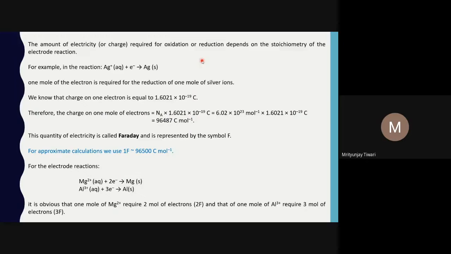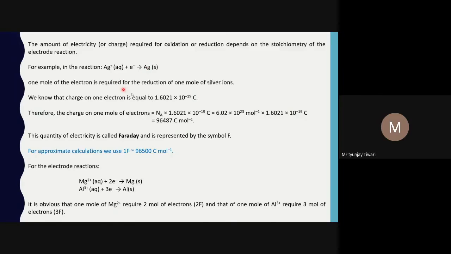For example, in the reaction, what does it mean? The amount of electricity required for oxidation or reduction depends on the stoichiometry of the reaction. Some reactions require the metal ion to accept only one electron to be reduced. For example, Ag plus accepts one electron to become Ag, or Na plus only requires one electron per ion to get reduced to sodium metal, the sodium atom. Similarly, H plus requires only one electron.